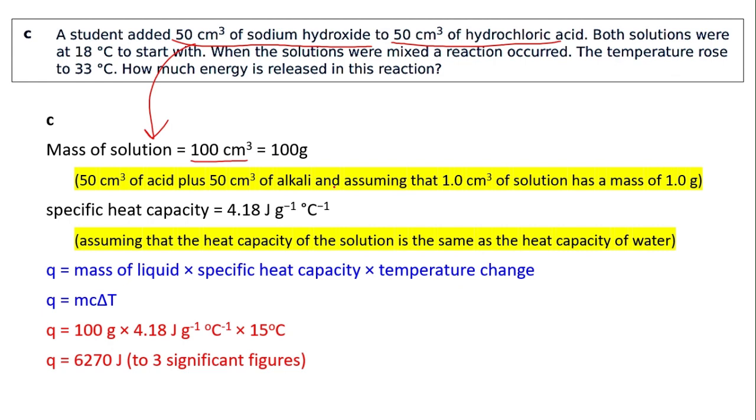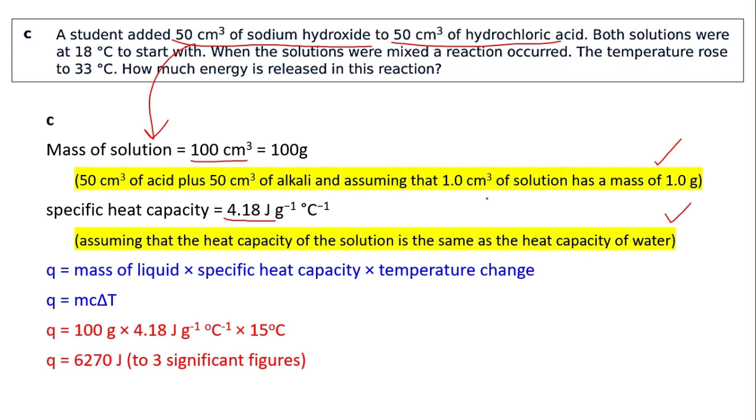So here the total heat change will be done by the help of these solutions. So we are taking the mass of these solutions here. The specific heat capacity we are going to take same as water, and we are assuming that the heat capacity of this solution is same as the heat capacity of water. So these are the two assumptions that are needed here before solving this question.